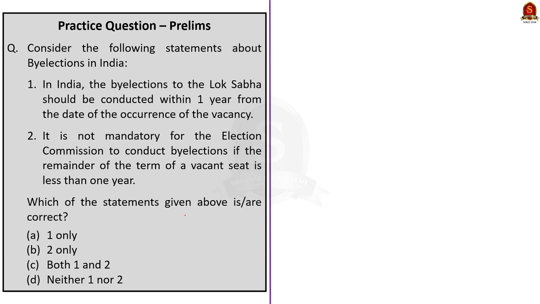Moving on to the next question. This is a 2-statement question about by-election in India. Let us take up the first statement. In India, the by-elections to the Lok Sabha should be conducted within 1 year from the date of occurrence of the vacancy. This statement is incorrect because, as we saw in our discussion, Section 151A of the RPA Act 1951 says that by-election to Lok Sabha or any legislative body should be conducted within 6 months from the date of occurrence of the vacancy. So, statement 1 is incorrect.